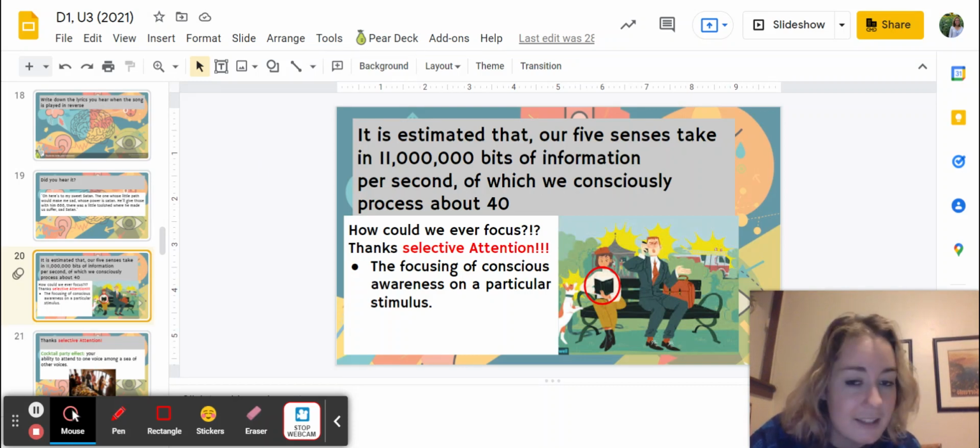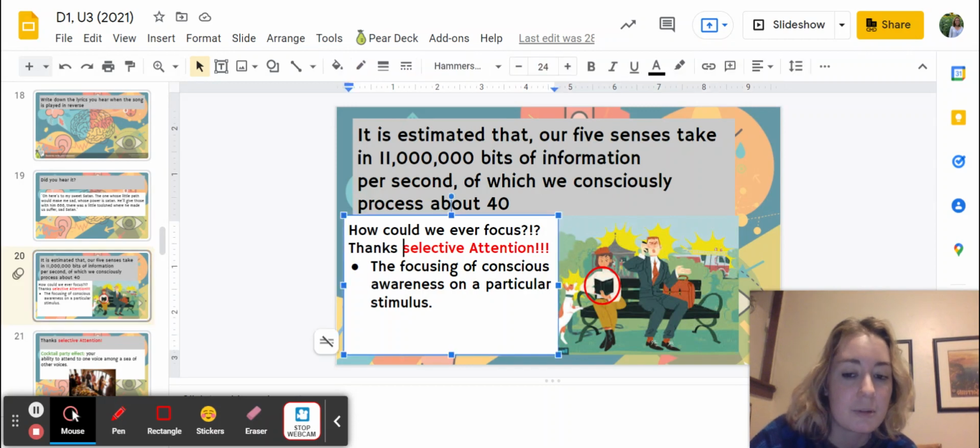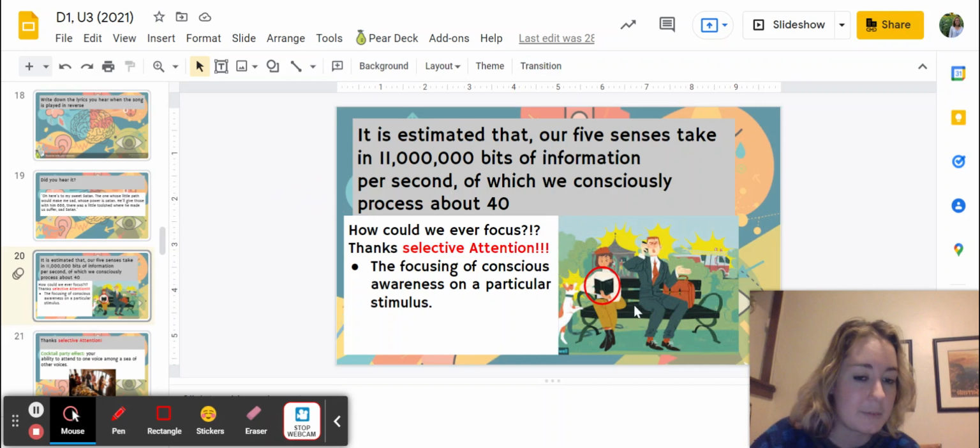So here we go. Our five senses take in 11 million bits of info per second, but we only consciously process about 40 bits of this info. And the reason we're able to focus and not be distracted by all the bajillions of little things going on in our senses at once is because of a term called selective attention, right? So you can see here, this image represents that.